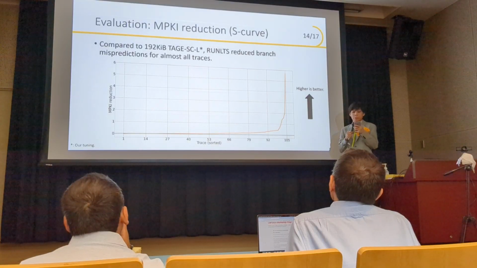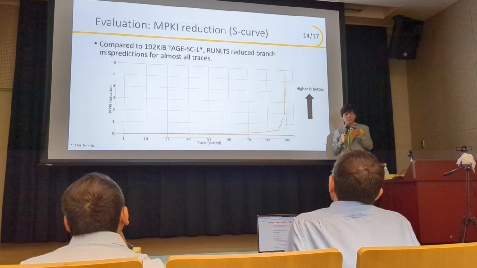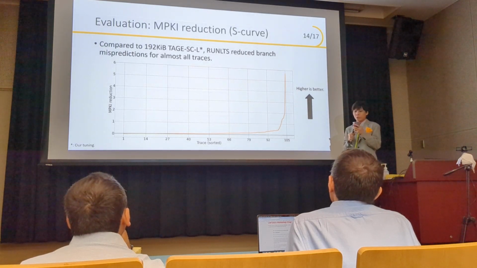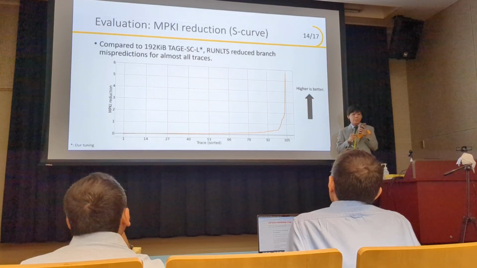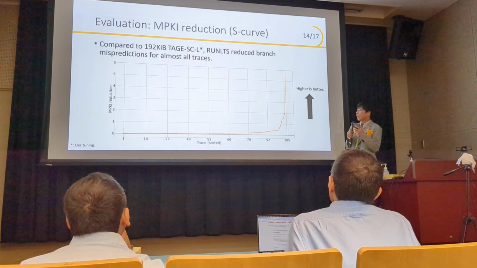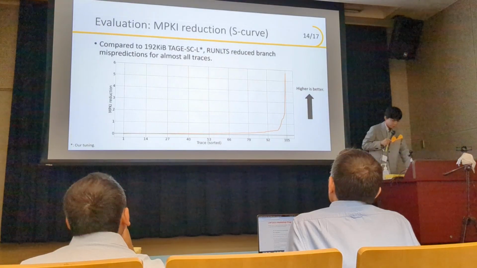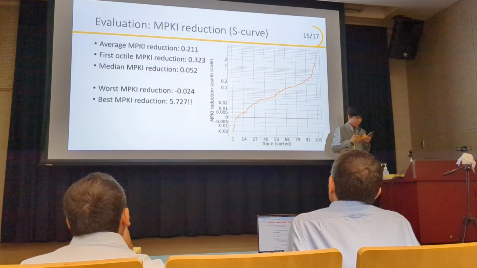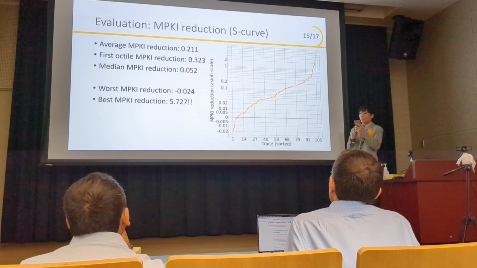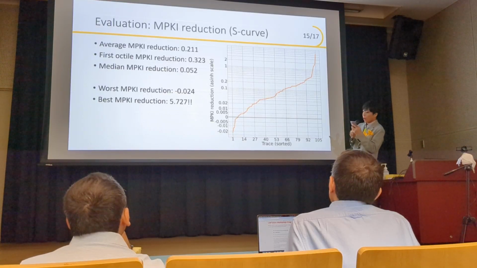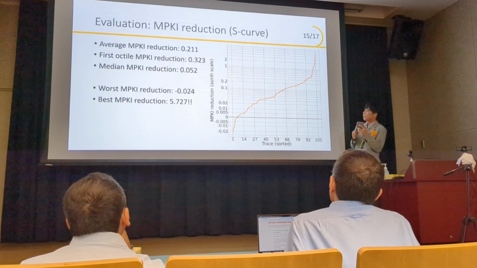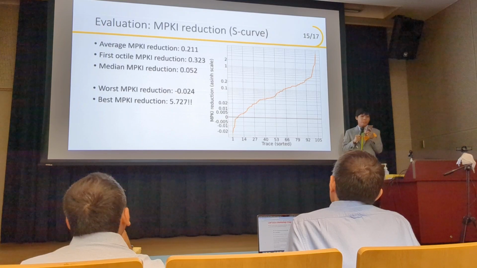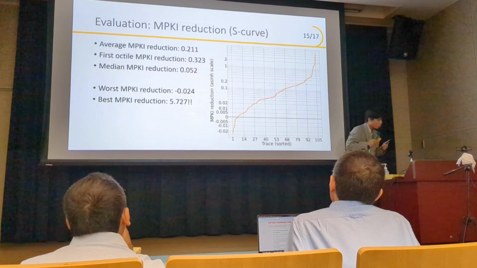So let's go to the evaluation. Against our tuned 192 kilobyte TAGE-SC-L baseline, RUNLTS reduced mispredictions on almost every provided trace. This S-curve shows the results, and we use a logarithmic scale. This chart uses a linear scale. The average MPKI reduction was 0.211 MPKI. The baseline was 5.727 MPKI, and the worst case was only minus 0.024 MPKI.